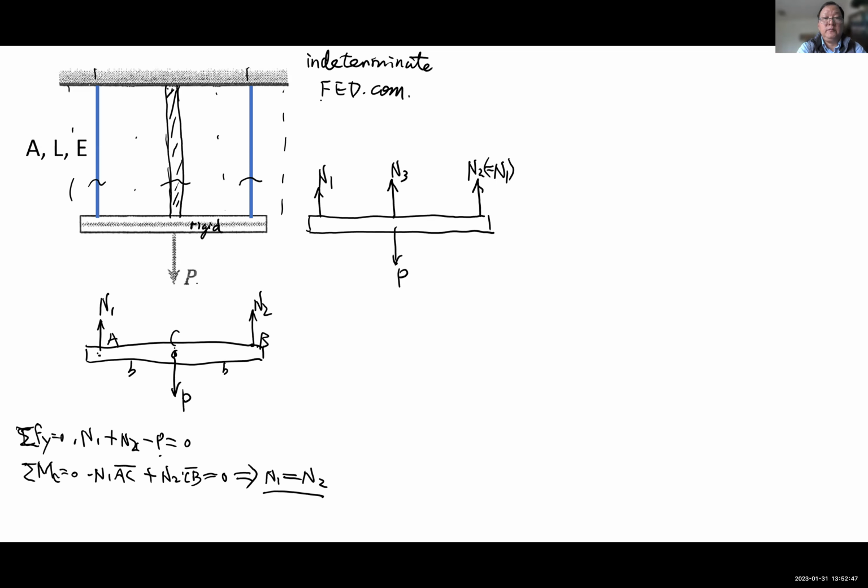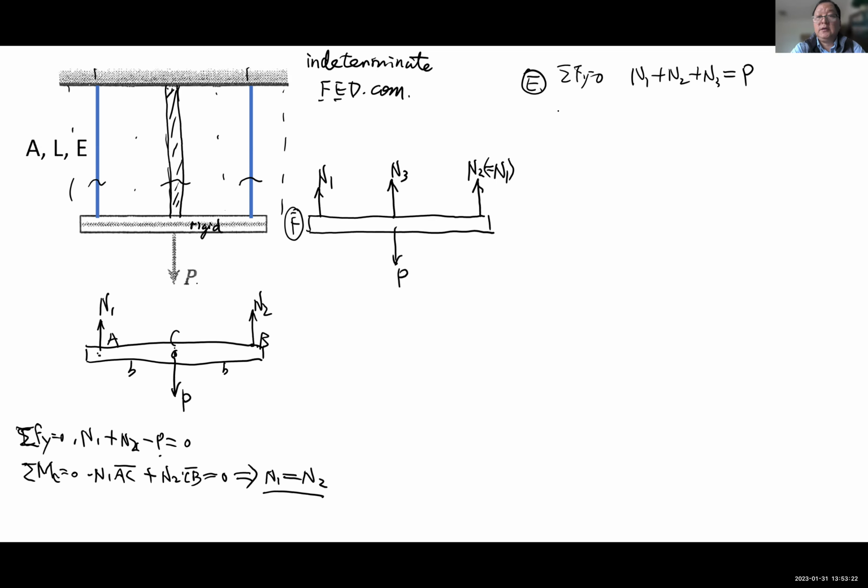Okay, so this is the free body diagram. All right, now the equation of equilibrium. So we can write the equation of equilibrium. Sigma Fy equals 0. So I have N1 plus N2 plus N3 equals P, or net minus P equals 0.